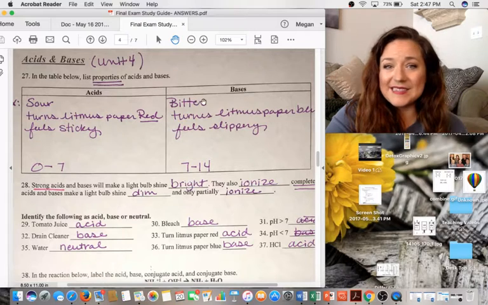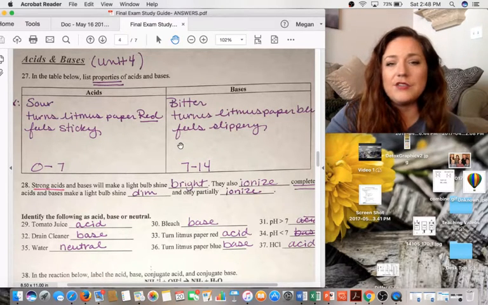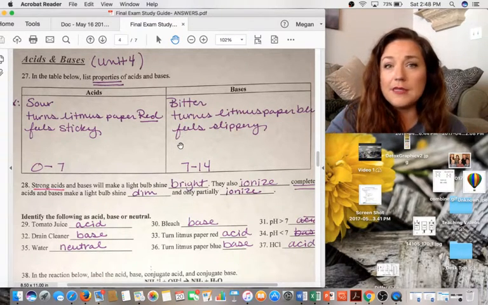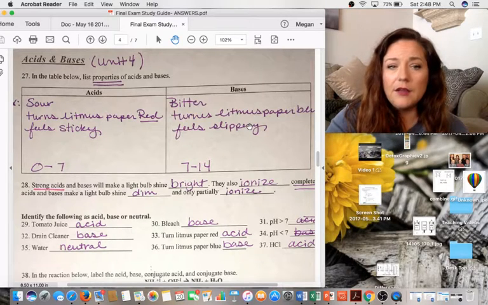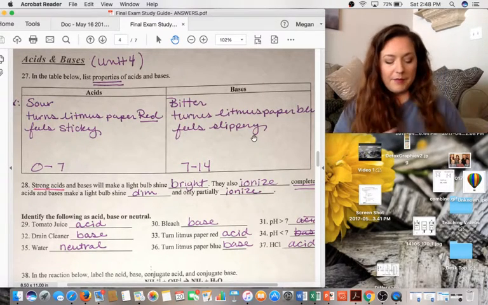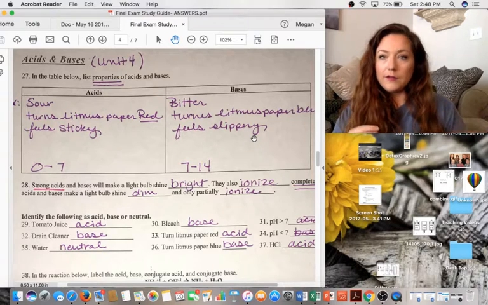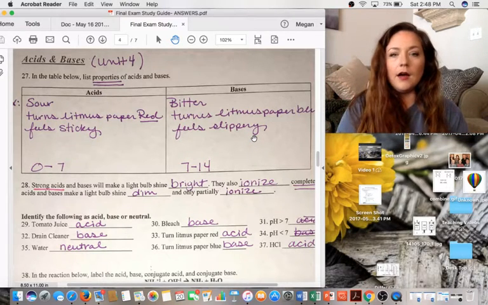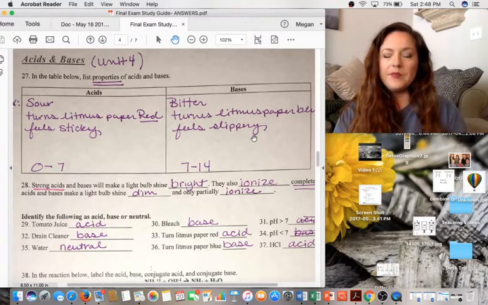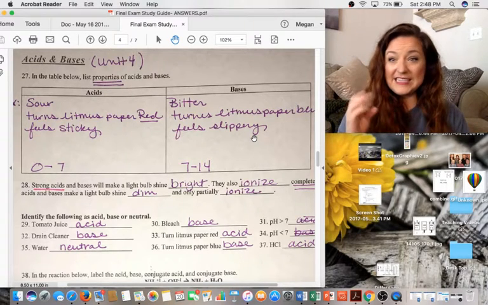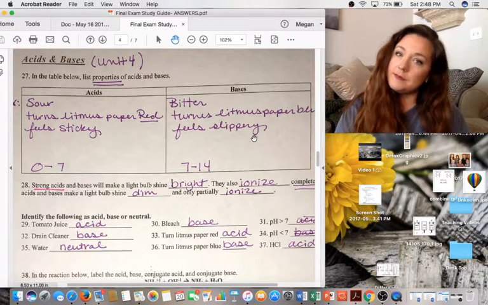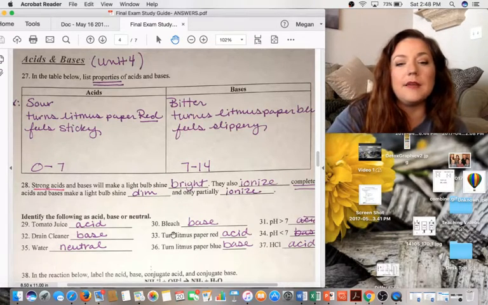Then for bases, they're bitter. They turn litmus paper blue. So blue litmus paper stays blue, and red litmus paper turns blue. They feel slippery. Remember that we played with baking soda and baking powder in class with water. We mixed the two, and one felt sticky, one felt slippery. Baking soda felt slippery. Baking powder feels sticky. That's because one's an acid, one's a base. Please keep that in mind.